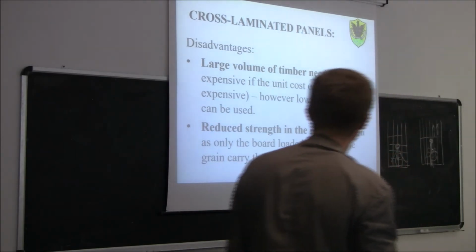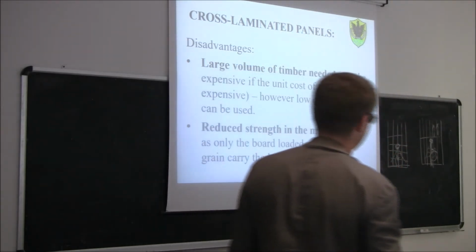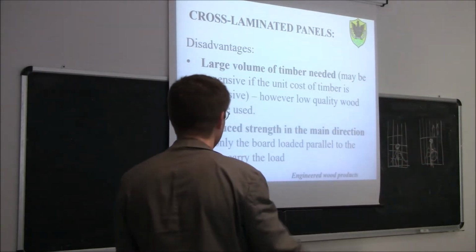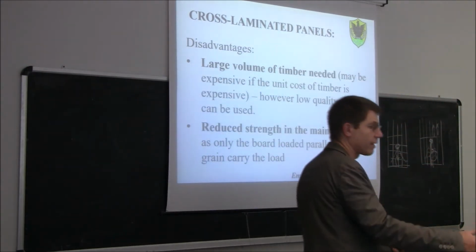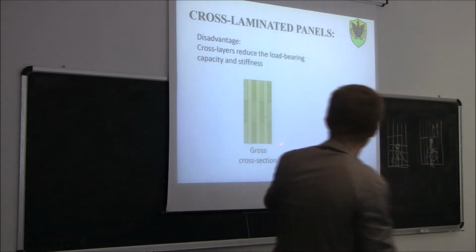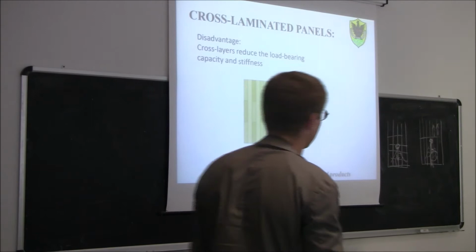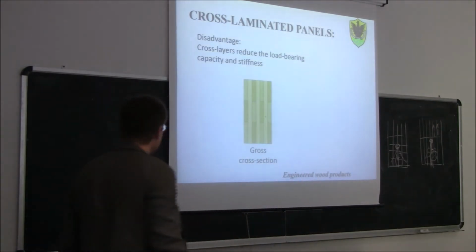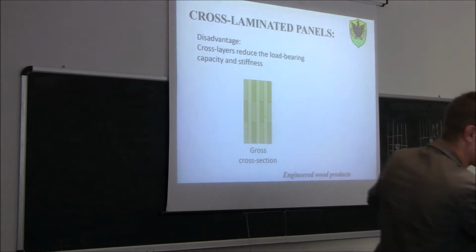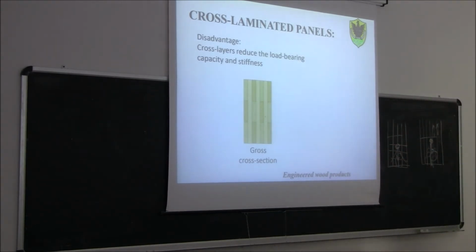Second disadvantage, reduced strength in the main direction. We already discussed it last time, if you remember, because only the boards loaded parallel to the grain carry the load. So, for example, you see here, this is a typical cross-section of a cross-lam panel. So we have 4 layers with the grain running along the section, and 3 running in the perpendicular direction.